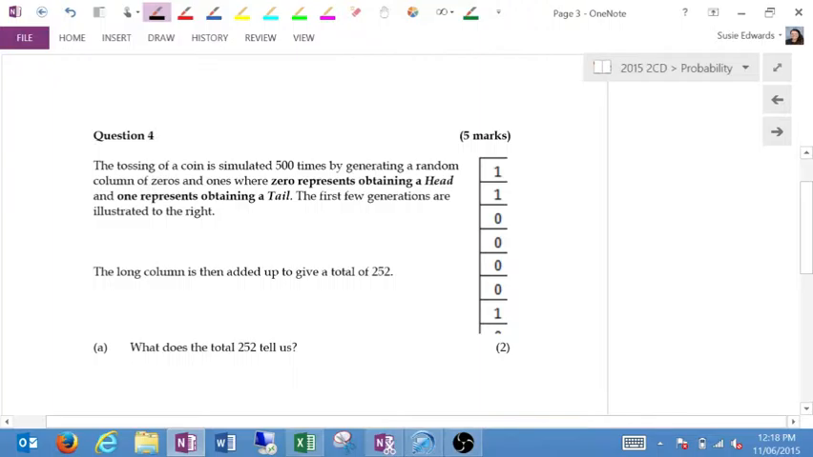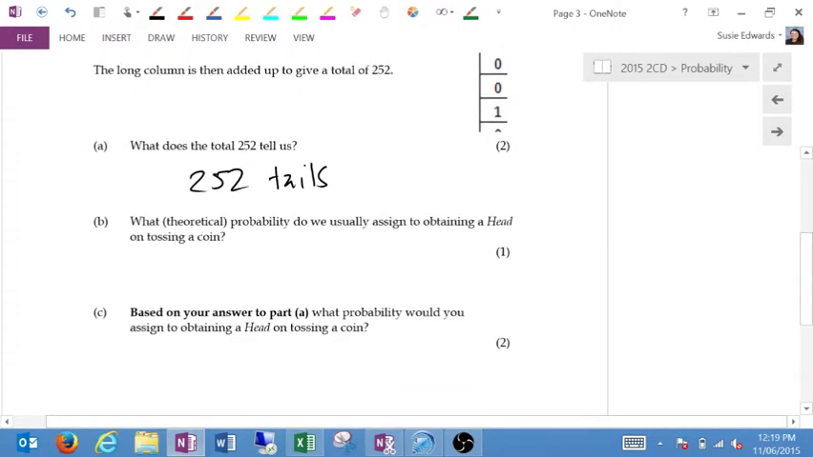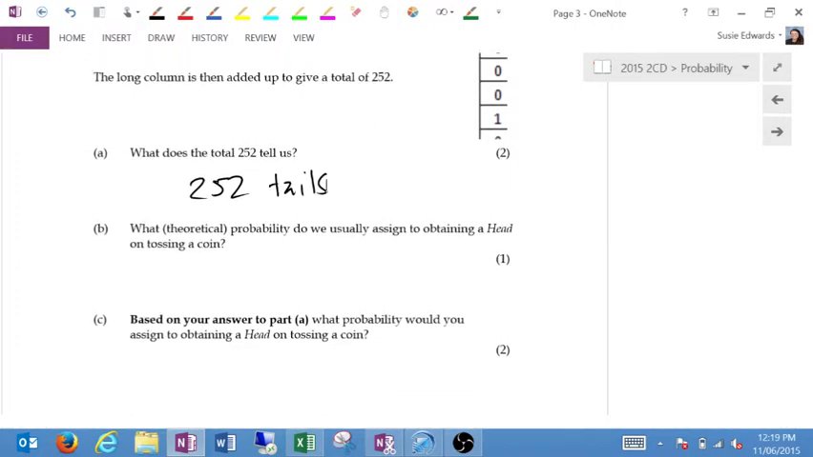Yes, but that's not exactly what it is then. There were 252 heads obtained. The tails obtained, sorry. Okay, because tails were 1. Thank you. All right, so 252 tails. Okay, and therefore 248 heads, okay? No, because it only asks you what the 252 is.